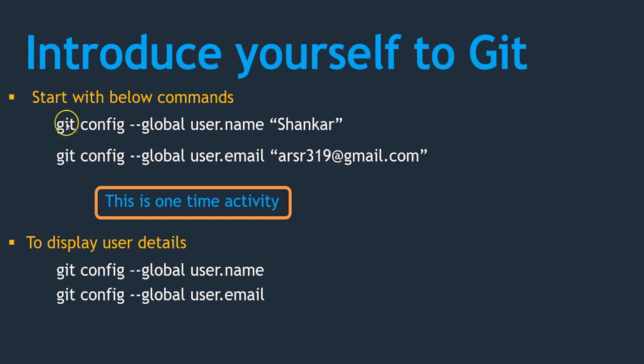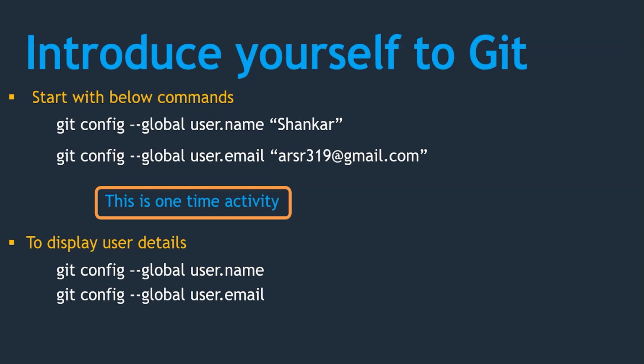We should execute these commands to track our username and email ID. The command we should execute is git config --global user.name followed by the username. In my case, I am going to give Shankar, and in a similar way user.email, we should provide the email ID. Please remember this email ID, we are going to discuss it at a later point of time. In my case, I am going to use arsr319@gmail.com. And this is a one-time activity.